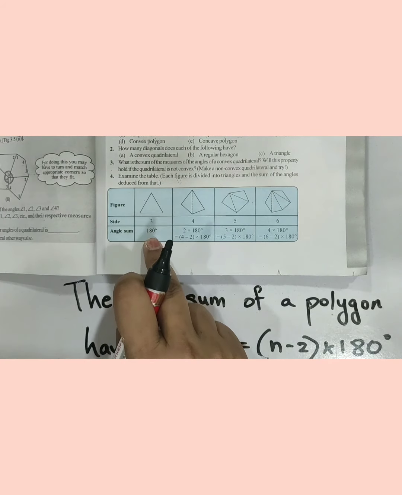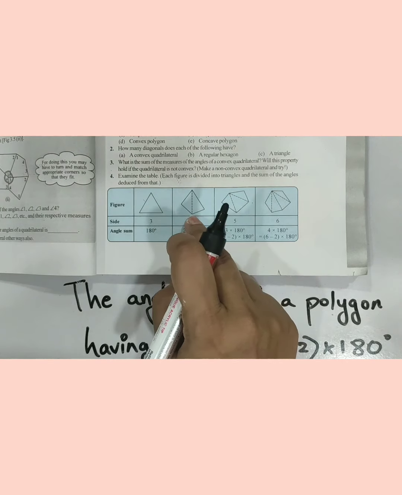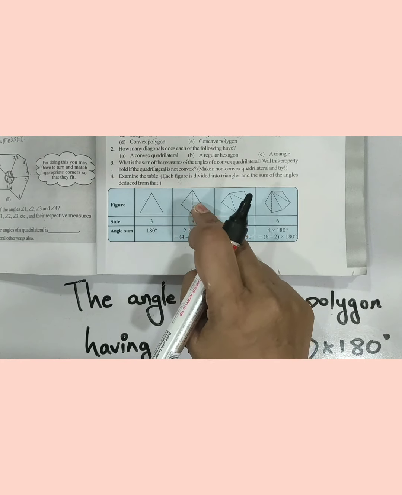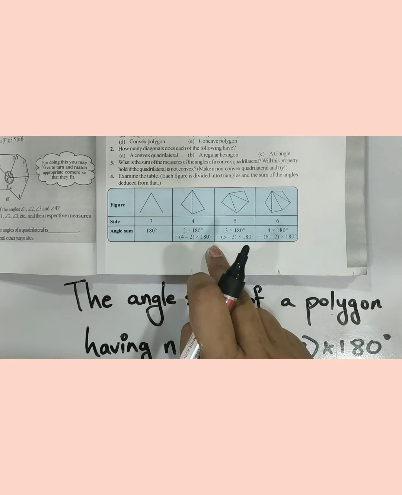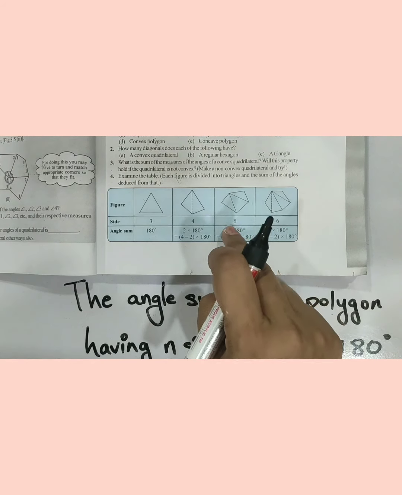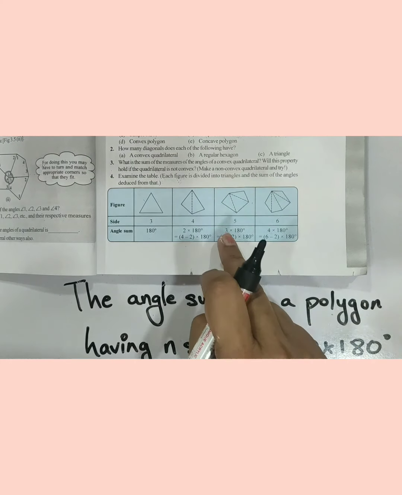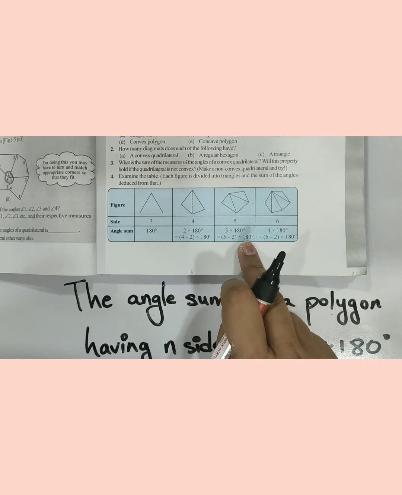So according to the angle sum property, it is going to be 180 degrees. If I see the second example, it has 4 sides, and if I draw a diagonal, it will get divided into 2 triangles. So I can write 2 into 180, that is (4 minus 2) into 180. Next, if I see the figure with 5 sides, I can divide it into 3 triangles. So it is 3 into 180, which I can write as (5 minus 2) into 180.